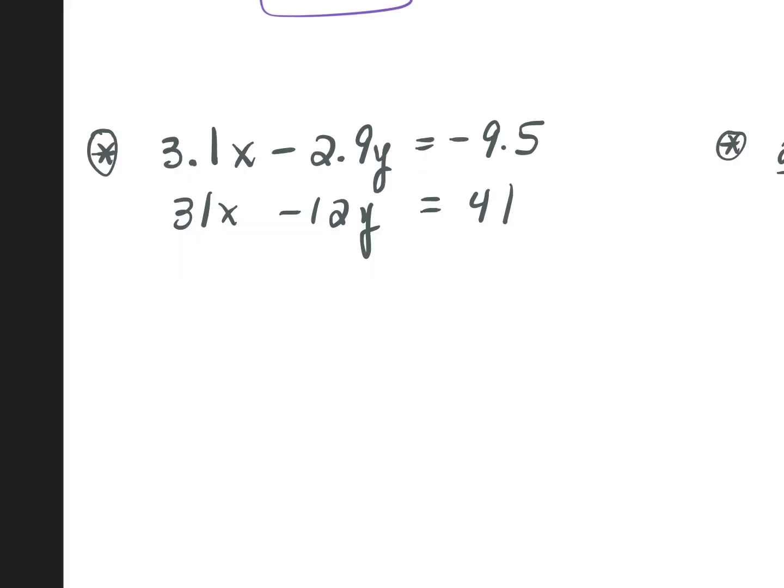So I have decimals. We don't really like working with decimals, just like we don't like working with fractions. So how can I get rid of the decimals? Awesome, I can multiply the top by negative 10. Perfect.